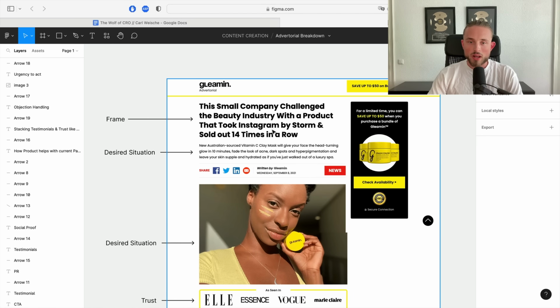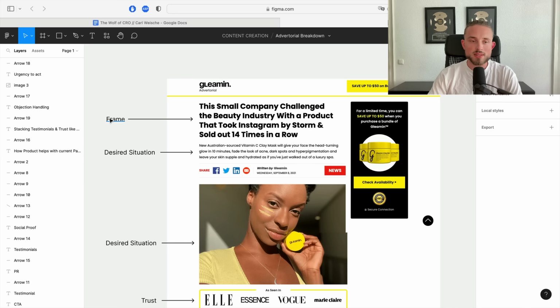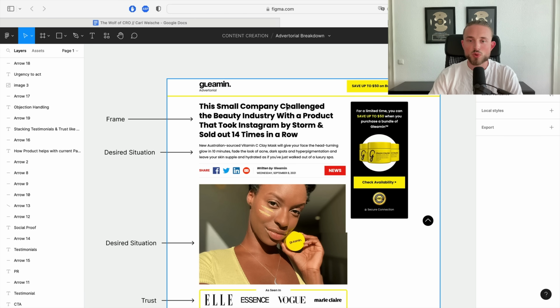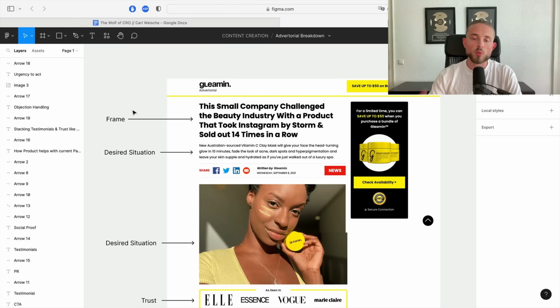So first of all, headline, and the first screen that the people see is always the frame, right? So the frame for this is: this small company challenged the beauty industry with a product that took Instagram by storm and sold out 14 times in a row. This is the frame, meaning we already convey the messaging that this is a great product and it has a high viral effect and everybody is going crazy around it.